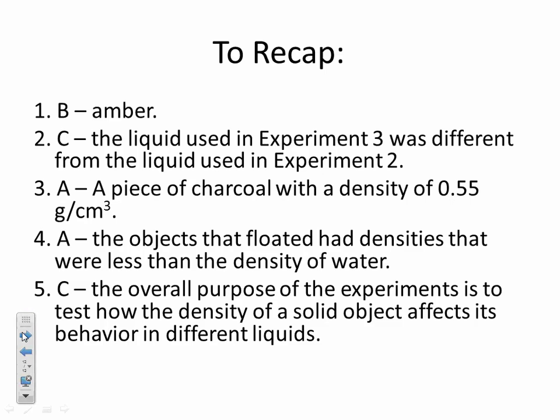To recap, question number 1, the correct answer is B, amber. For question number 2, the correct answer is C. The liquid used in experiment 3 was different from the liquid used in experiment 2. For question number 3, the correct answer is A. A piece of charcoal with a density of 0.55 grams per centimeter cubed. For question number 4, the correct answer is A. The objects that floated had densities that were less than the density of water. For question number 5, the correct answer is C. The overall purpose of the experiments is to test how the density of a solid object affects its behavior in different liquids.